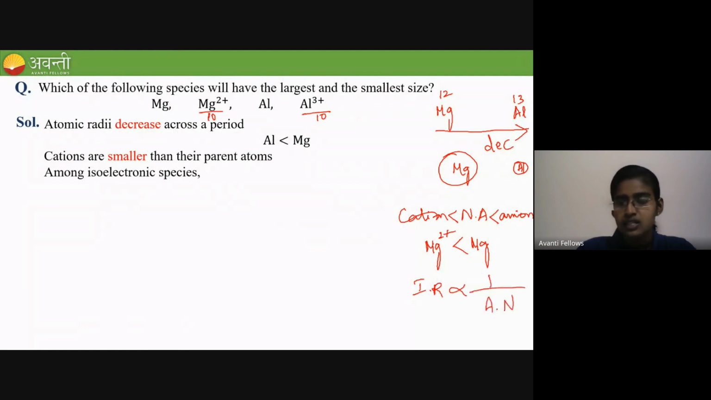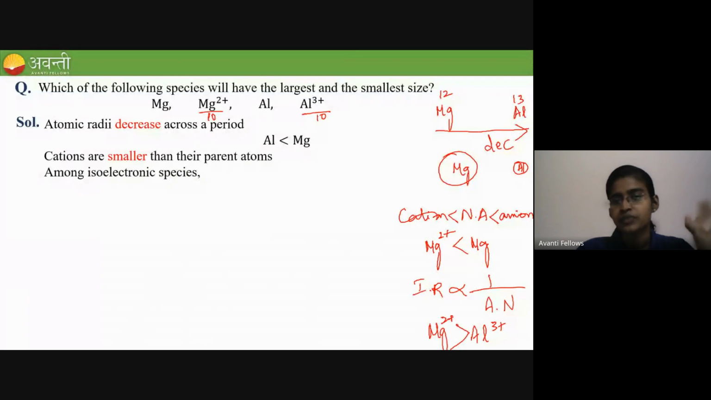So, who is having the highest atomic number? Aluminium. So, aluminium will have the smallest radii. Aluminium 3 plus will have the smallest radii value compared to magnesium 2 plus. Okay. So, these are the concepts that we are going to apply here.